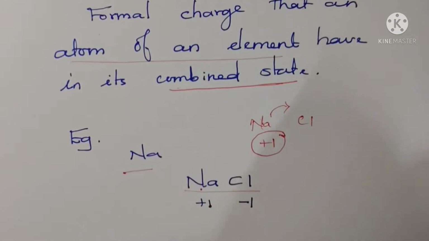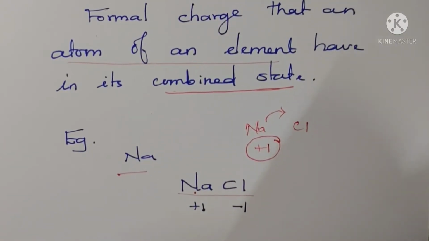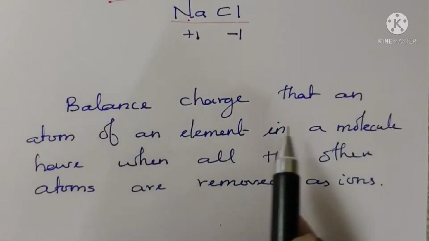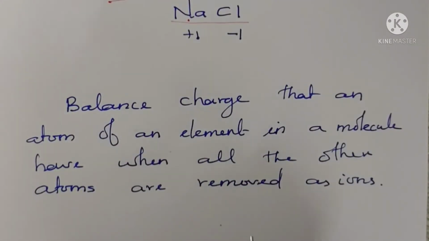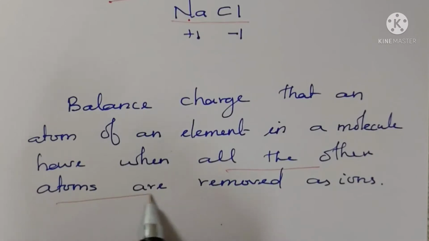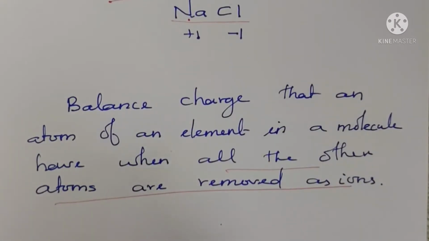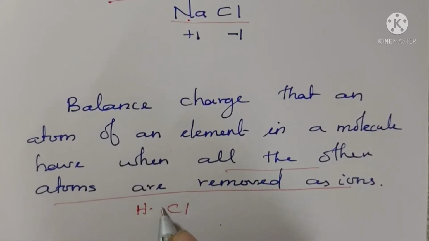What is oxidation state? Formal charge that an atom of an element has in its combined state. It can also be defined as the balanced charge that an atom of an element in a molecule has when all the other atoms are removed as ions. For example, in hydrogen chloride, hydrogen is sharing one electron, chlorine is sharing one electron and they form hydrogen chloride. If the chlorine atom is removed from hydrogen chloride, how can you remove it?